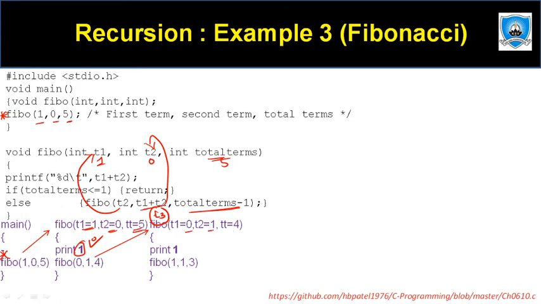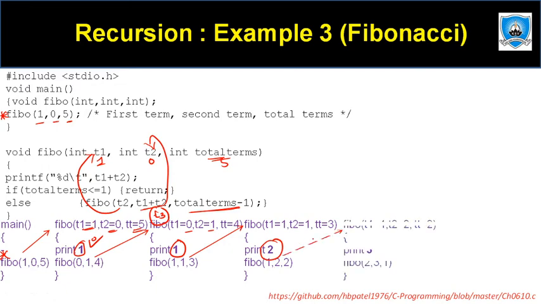Now again 0 plus 1, that 1 is printed, and then I am going to copy T2 into T1, T1 plus T2 into T2. So 1, 1, and total term is decremented by 1. So now it is 1, 1, and 3. So 1 and 1, that 2 is printed, and then I am copying T2 into T1 and T3 into T2.